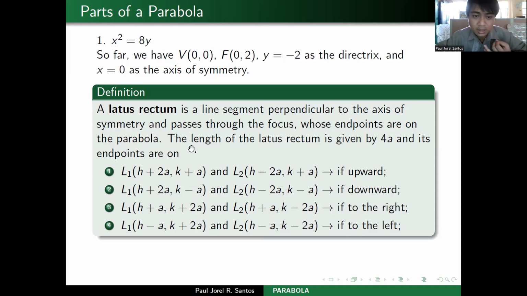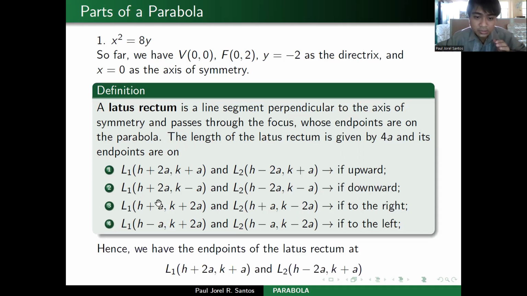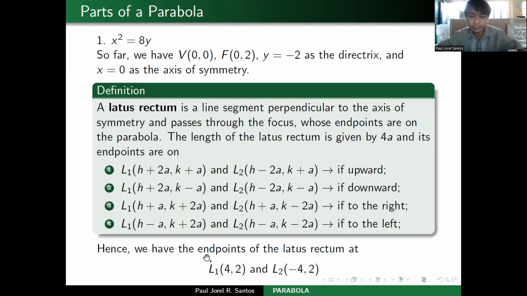As I have said, we will just look at the first pair because the parabola opens upward. Since the parabola opens upward, we have this equation. By substitution, h was replaced by 0 plus 2 times a, where a was replaced by 2, and k plus a is just 0 plus 2. The same goes for the second one, but the operation between h and 2a here is subtraction. Simplifying these two, it will give us (4, 2) and (negative 4, 2). So these will be the endpoints of the latus rectum.